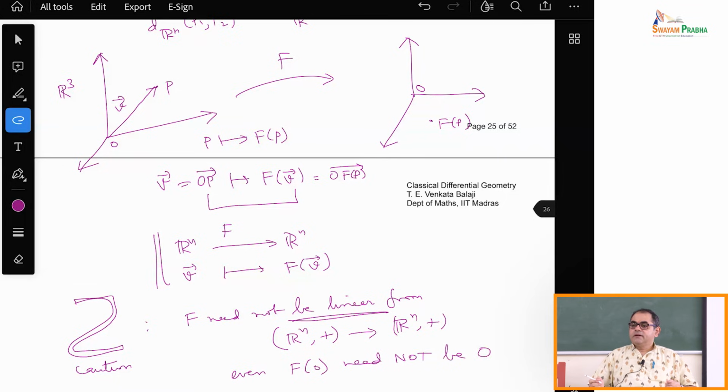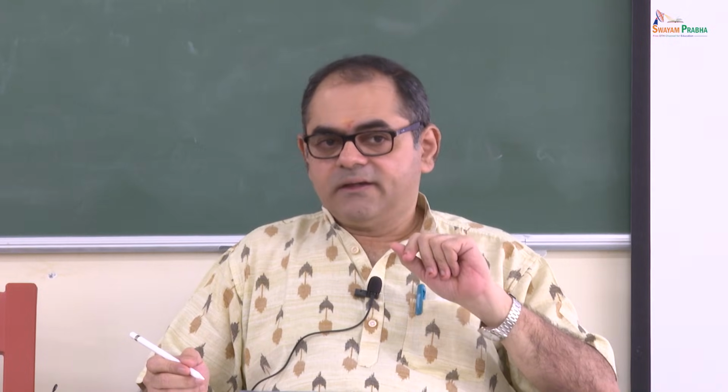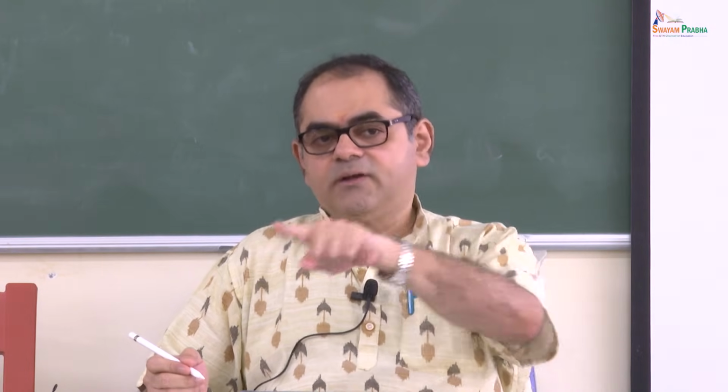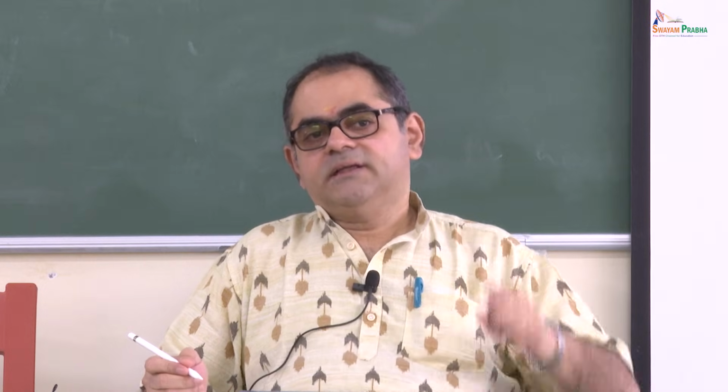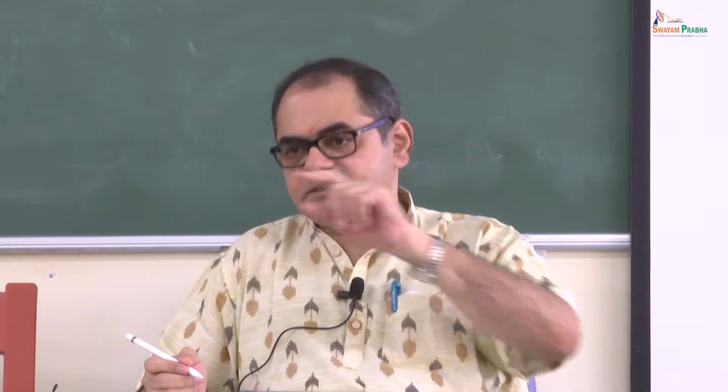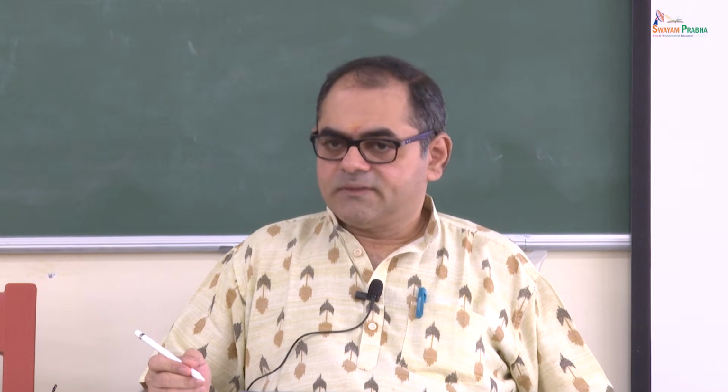So for a linear map, you need several things. 0 has to go to 0. If you call the map G, when is a map G from Rn to Rn linear? Then G of 0 must be 0. G of V1 plus V2 should be G of V1 plus G of V2. And G of lambda V should be lambda times G of V. You should be able to pull the scalars out of the argument of the map.